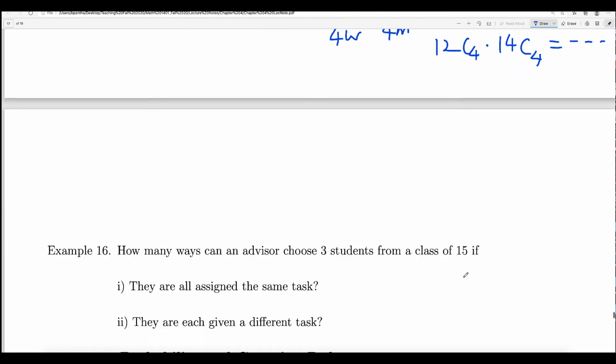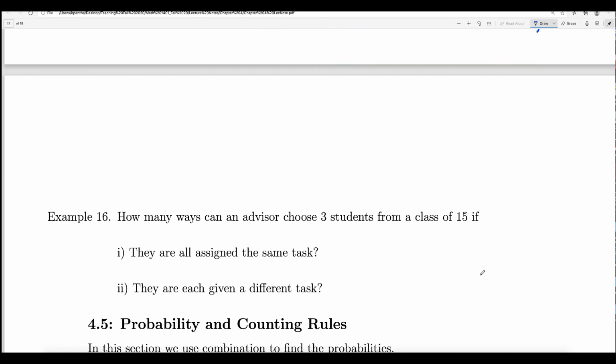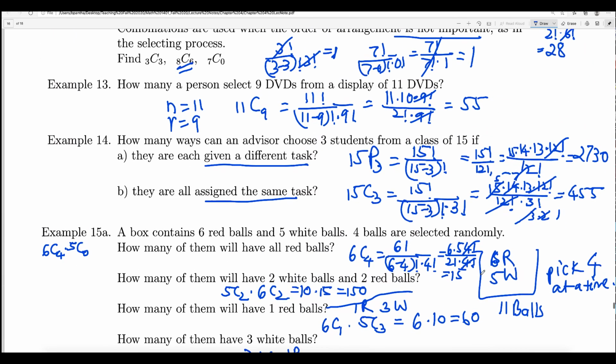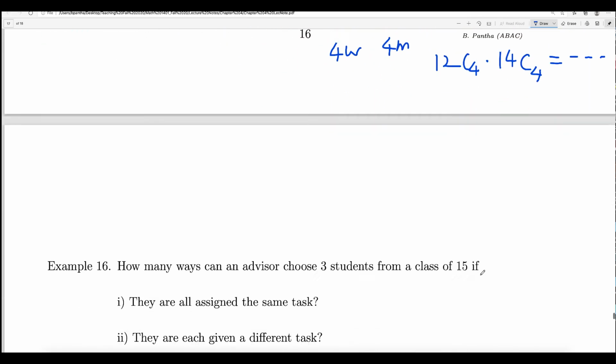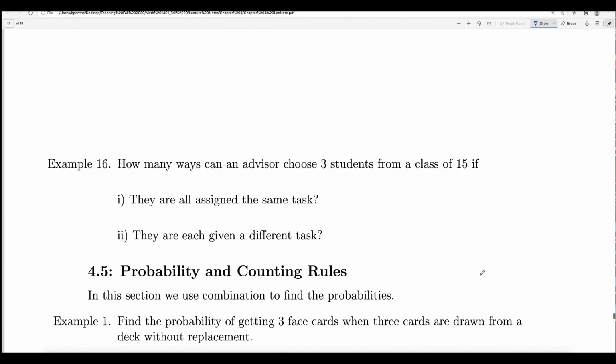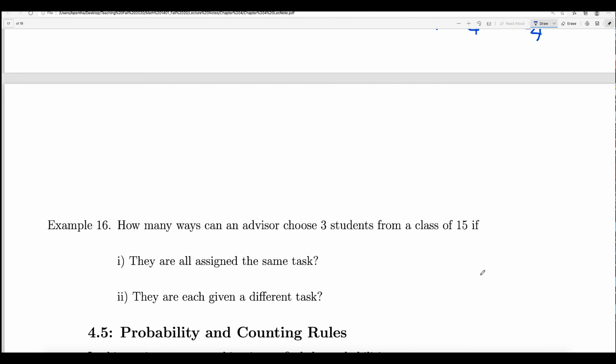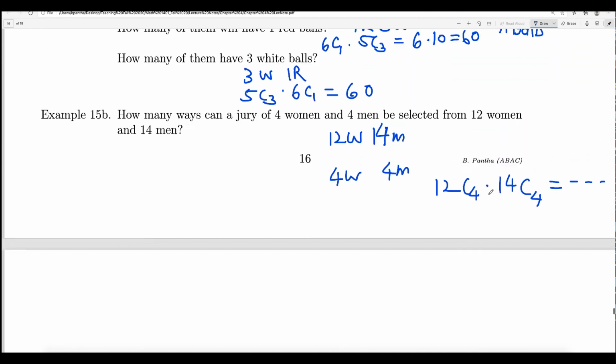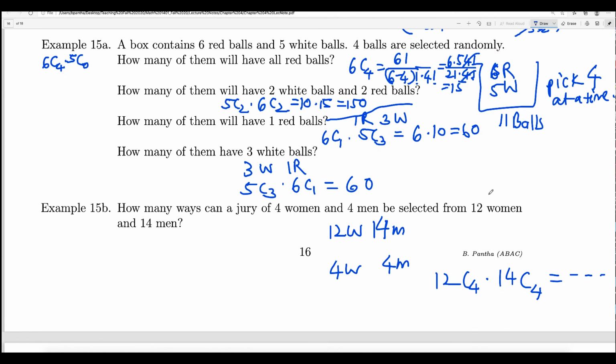I think there is one more example here, but this is exactly the same as number 14, so you can do that yourself. Okay, so the next thing we'll be doing is probability and the counting rule. So we'll be using the combination to find the probability. So far we did just the total number of ways, but we will be doing the probability next. All right.